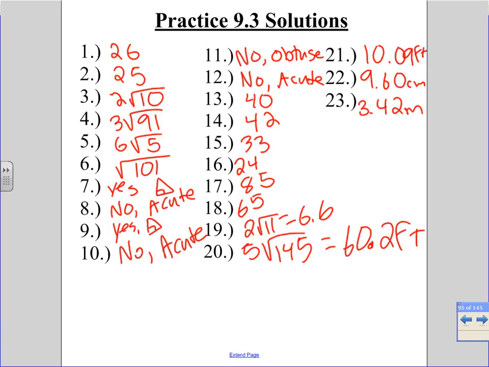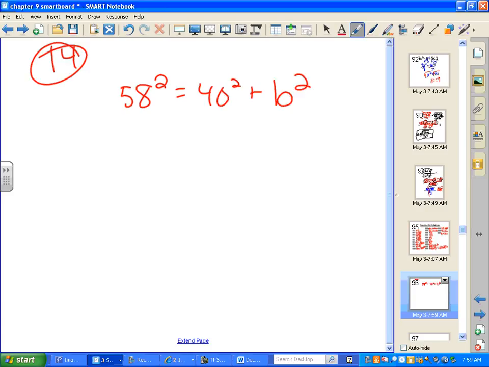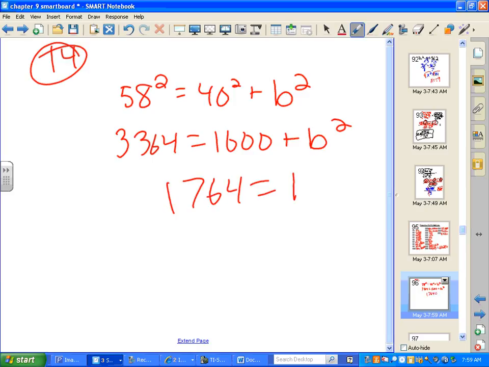14? Sure. Okay, is it okay if I move this, guys? Okay, 14. So you're given A and C, you need to find B, Ray. So we have 58 squared equals 40 squared plus B squared. You with me? You had that? 58 squared is 3,364. 40 squared is 1,600. And then you need to subtract 1,600 from both sides. So you get 1,764 equals B squared. And then square root both sides, you get 42. What did you do wrong?